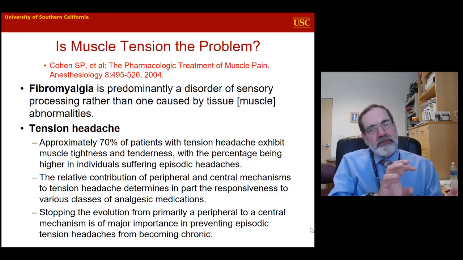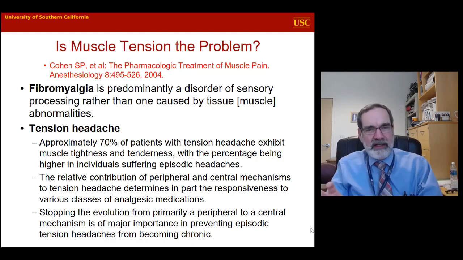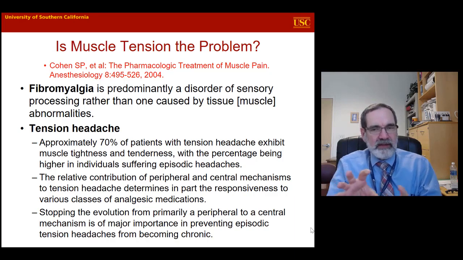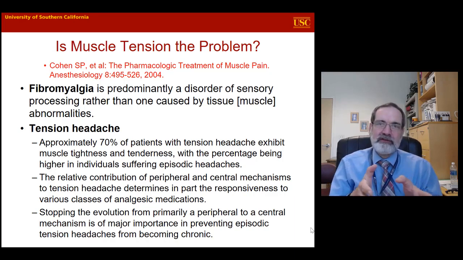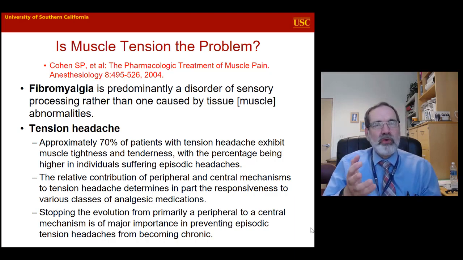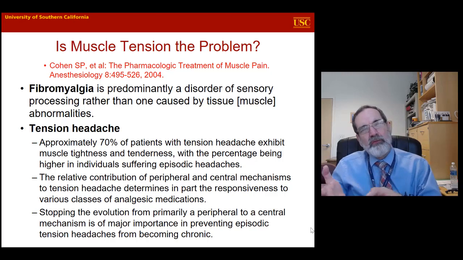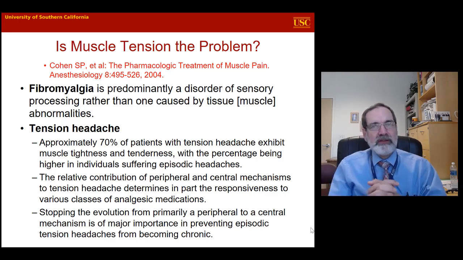Now, there may actually be a process or an evolution over time where a headache evolves from being peripheral to being more central. And it would be great if we could intervene earlier in these patients and maybe prevent more of that process of more central mechanisms coming into play.